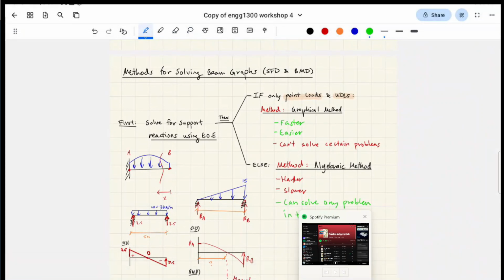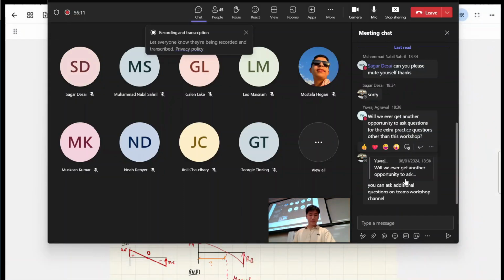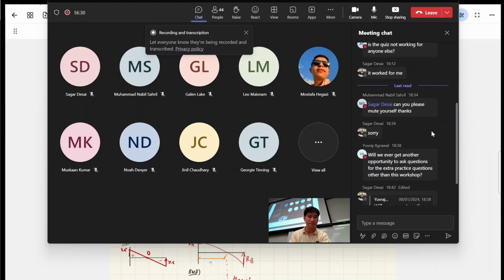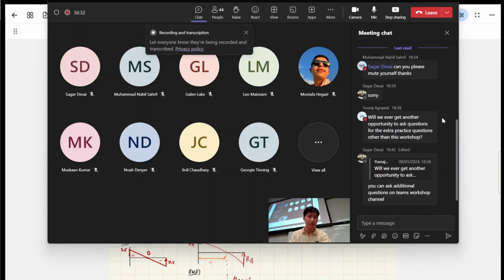I'm going to check the chat as well. Will we ever get another opportunity to ask questions for extra practice questions other than this workshop? I mean, you can always leave a comment on Teams about the extra practice questions, or you can email me. My email should be in the first lecture slides. And I can try to get back to you whenever I can about certain problems you might have encountered with those practice questions. Yes, pretty much. Thank you, Sigar.